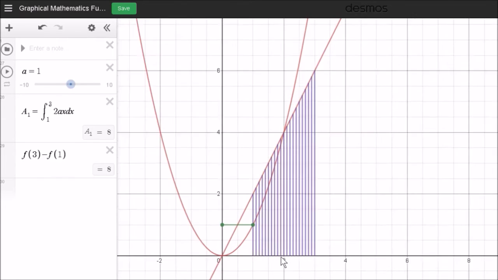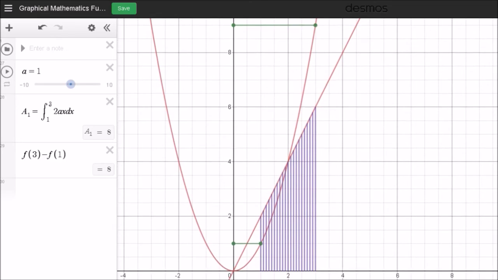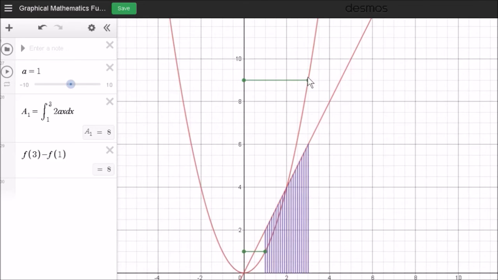So if I go to 3 and I go up to this function here and cut across, you'll see it gives you a value of 9. And also if I go to the point 1 here, which is the beginning of this area, and I go up to this curve here, it goes across to a point 1. So I know that the 9 minus the 1 is a value of 8, and I know that that height there is the same as this area here. So in fact what we've done is we've actually looked and compared them.